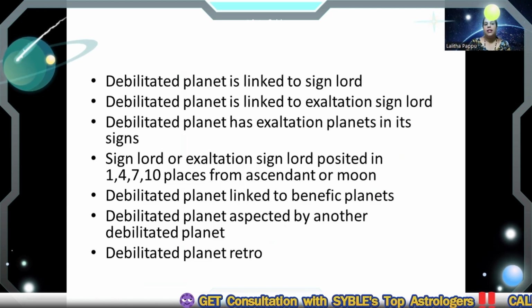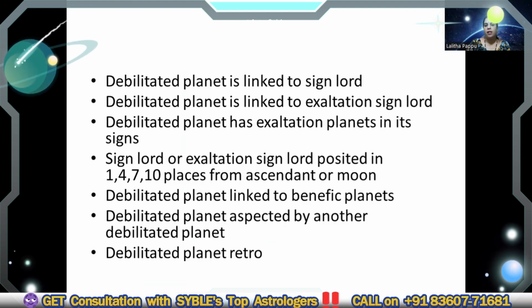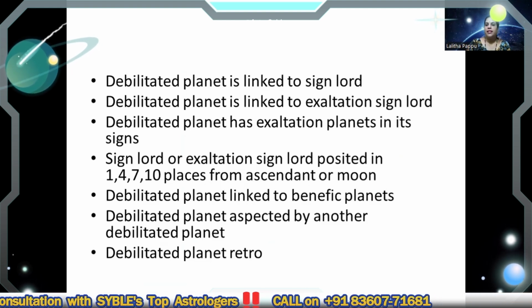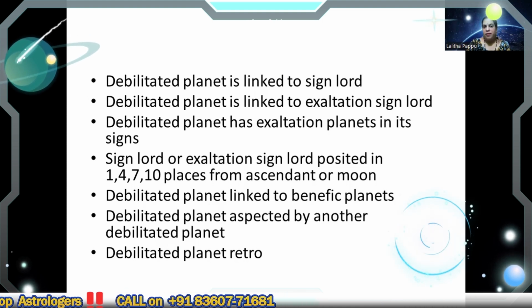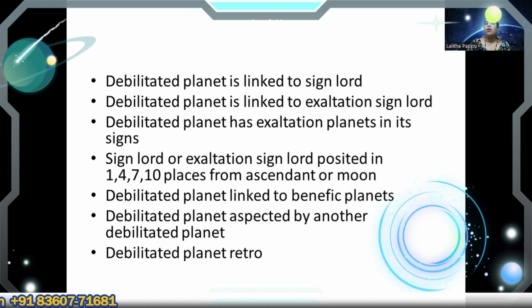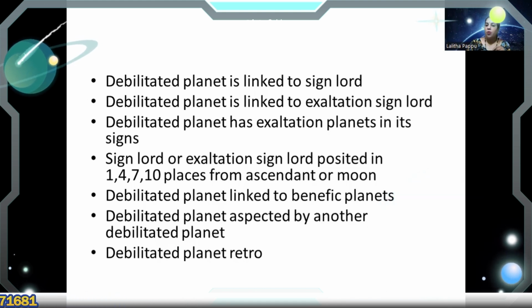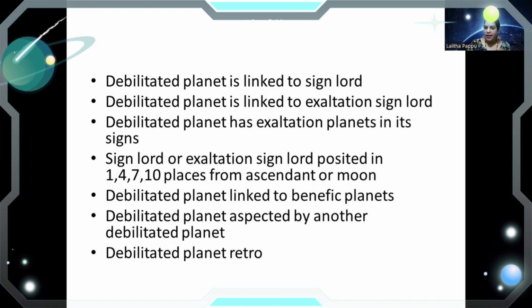See, one rule is, if the debilitated planet is linked to the sign lord, then the debilitation is cancelled. What does that mean? If there is a connection of the debilitated planet with the sign lord, then the debilitation gets cancelled. Sign lord means what? The lord of the sign wherever the debilitated planet is.